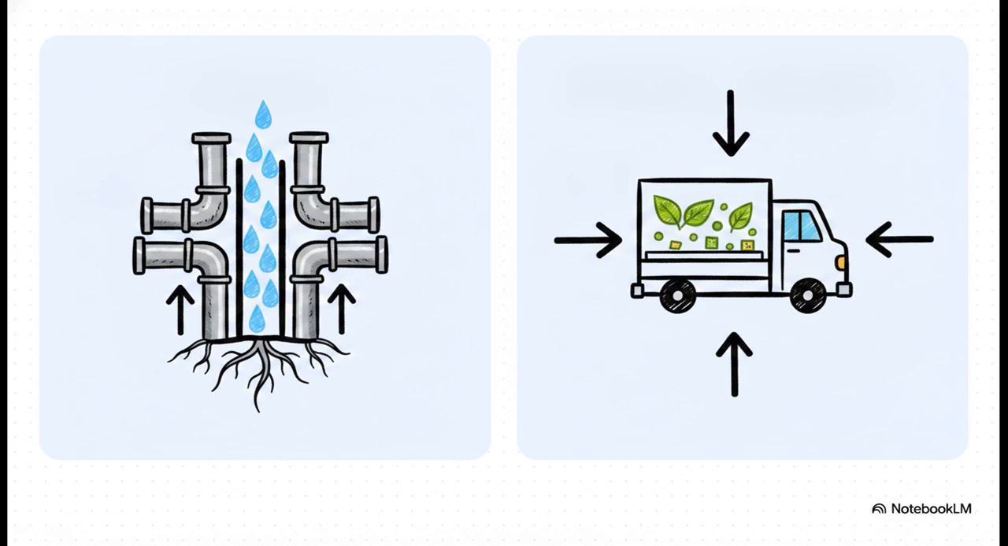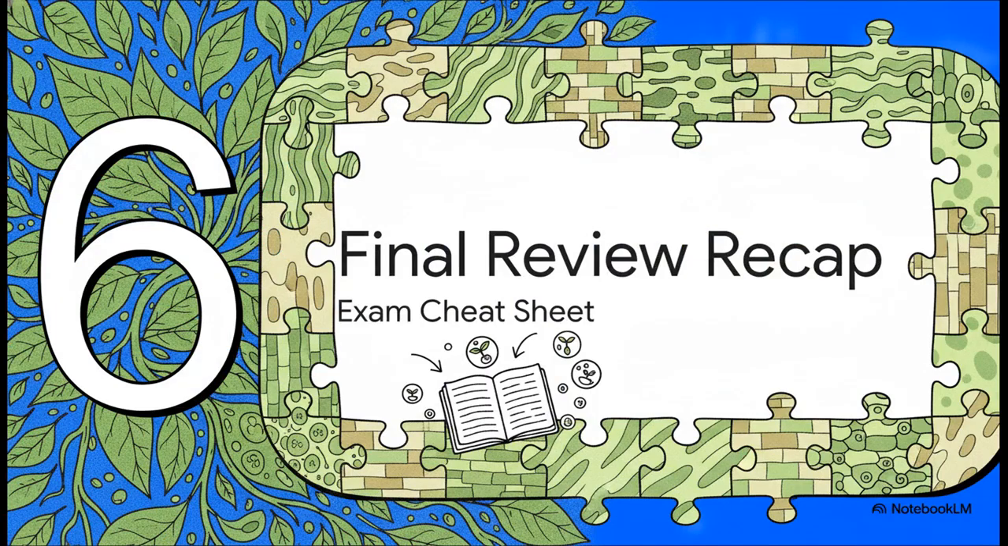Just picture xylem as heavy-duty water pipes pulling water and salts up from the roots against gravity. Then picture phloem as a fleet of food delivery trucks, carrying the sugars synthesized during photosynthesis down and around to feed the rest of the plant. If you can just keep those two directions straight in your head, you are going to easily nail those multiple choice questions.